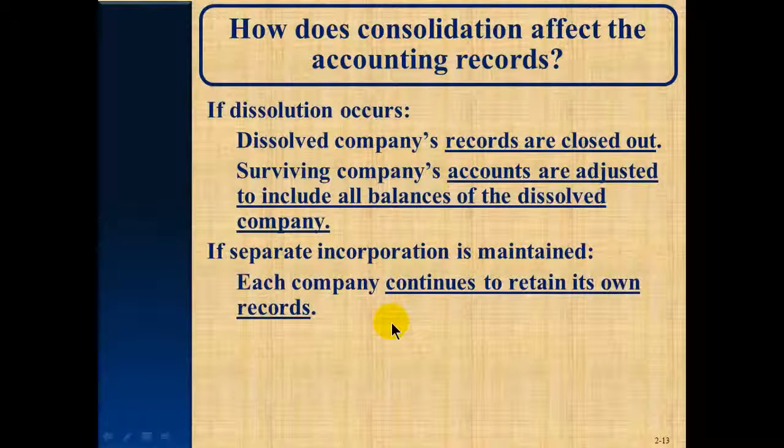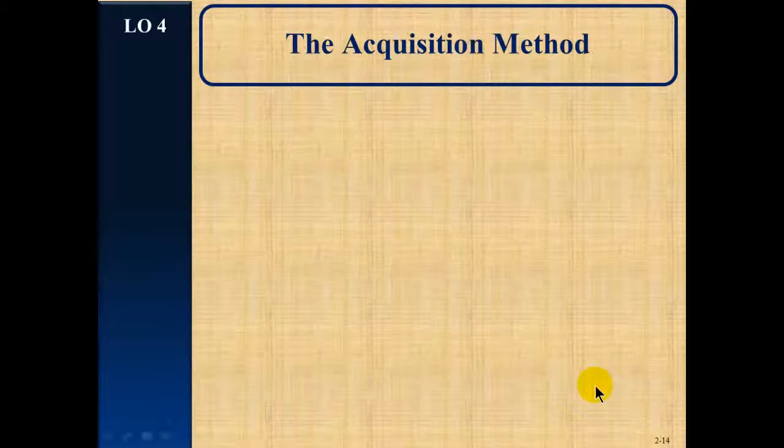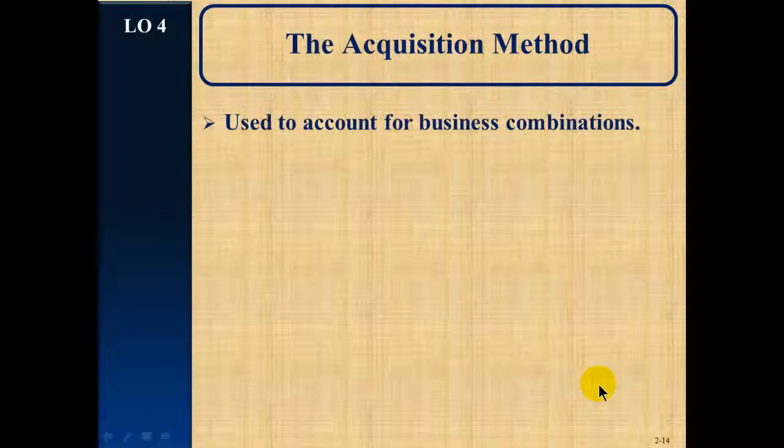So you'll bring those together in your consolidation software, whether it's on Microsoft Excel spreadsheets or you're using some custom software that's designed for this purpose. And that's what we're talking about, that you do the worksheets without disturbing the individual accounting system. I like the way they phrase that. It's outside of the accounting system, so it's important to know that.